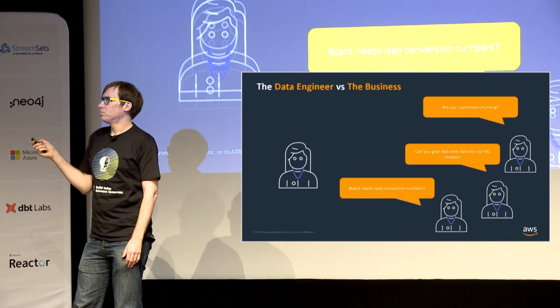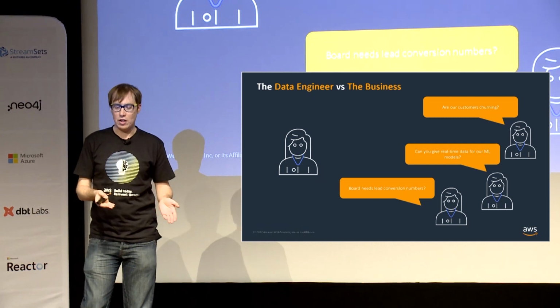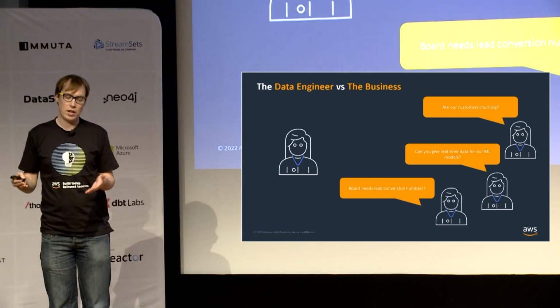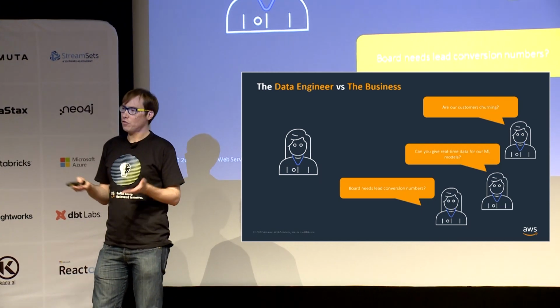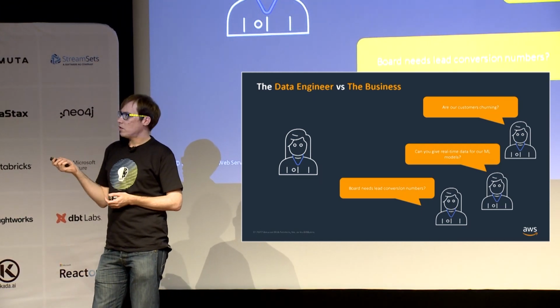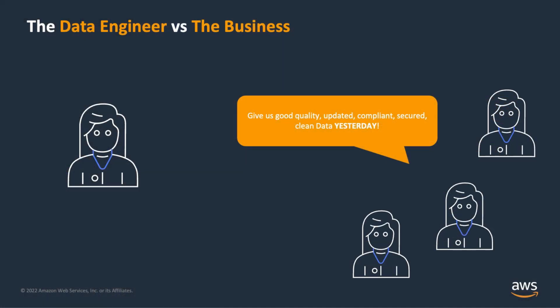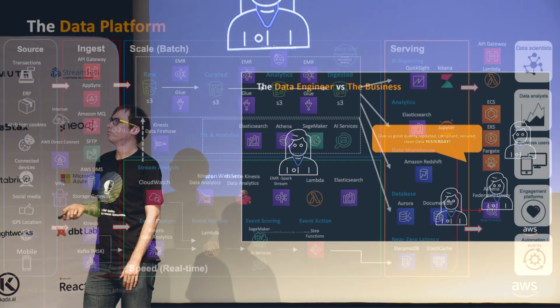Let's consider their day. The business comes up to our data engineer. Marketing team, are our customers churning? The data scientists, can you give us real-time data for our ML models? Finance, the board needs lead conversion numbers. And this is just in the morning. What they're really saying is, give us good quality, updated, compliant, secured, and clean data, and we want it yesterday. So this is what we face every day as a data engineer.